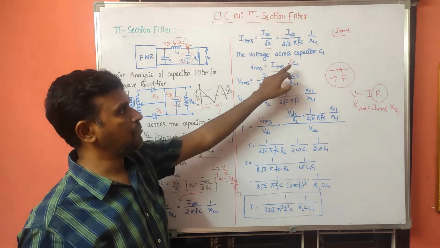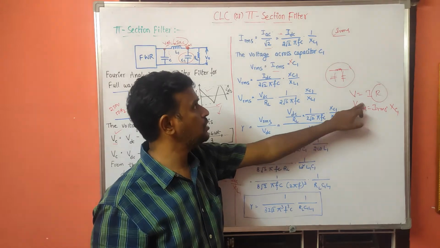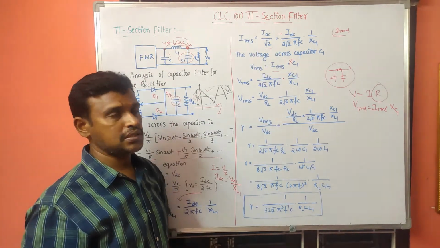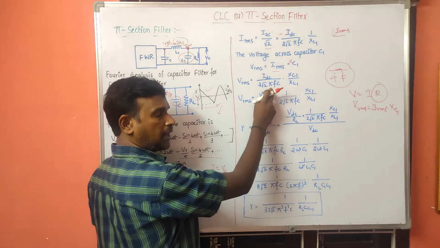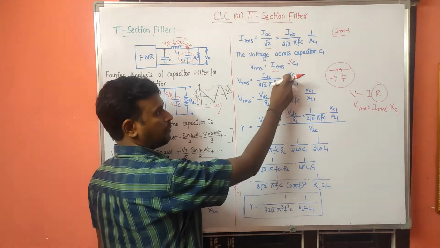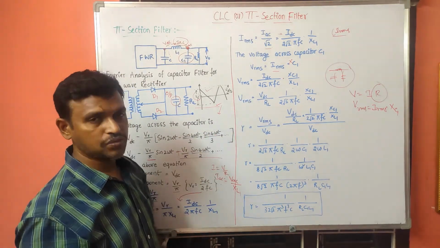So here we have found IRMS, and you can easily calculate the voltage across the capacitor, that is VRMS, equal to IRMS into XC1, the reactance of the capacitor, from this equation. And here IRMS is equal to this value. If I substitute that, I will get IDC by 2 root 2 pi FC multiplied with XC1 by XL1. So this is the VRMS value.